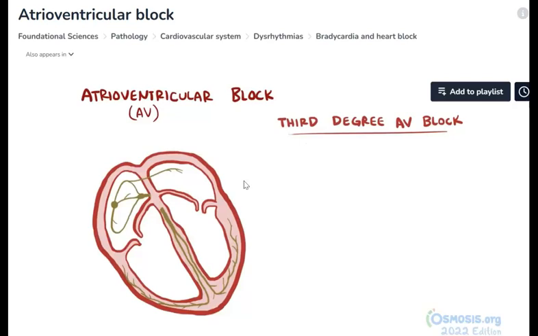Third degree, or complete heart block, describes when the signal is completely blocked when moving from the atria to the ventricles, every time.